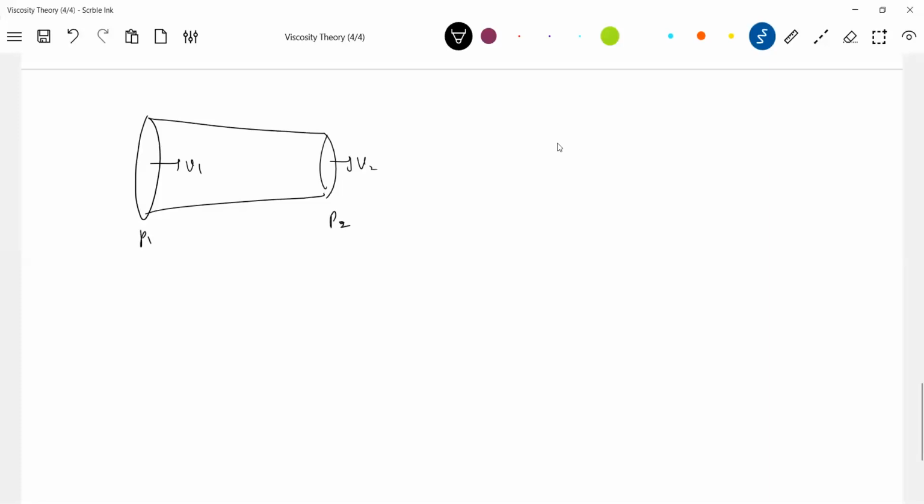P1 and P2. Who will maintain this pressure difference? An external force. So this will become inertial force. We have area A1, A2, so here it is P1 A1 minus P2 A2. So this will lead to what? Inertial force.